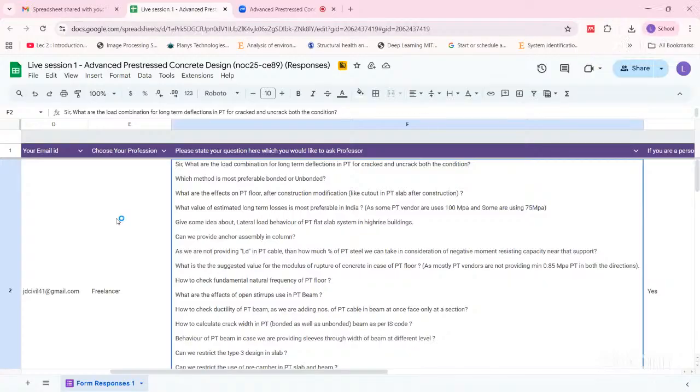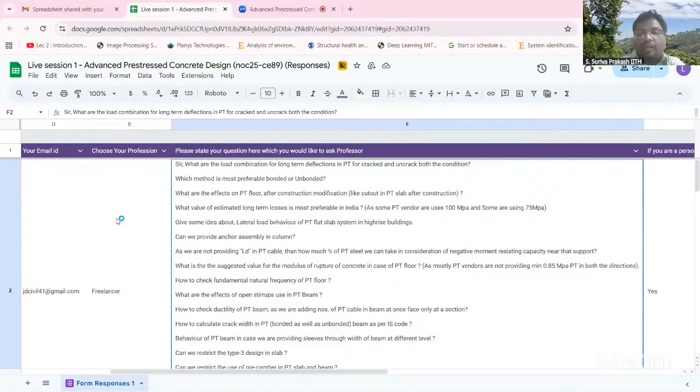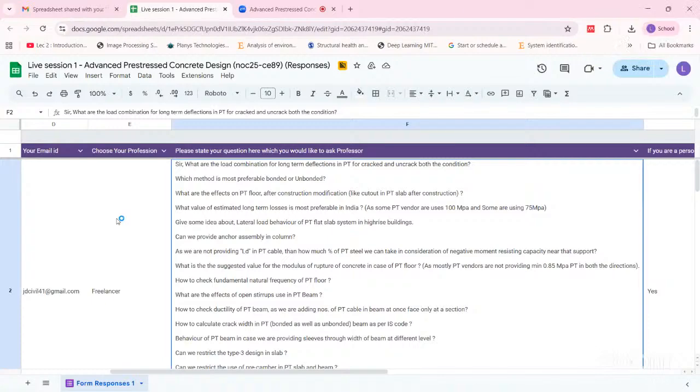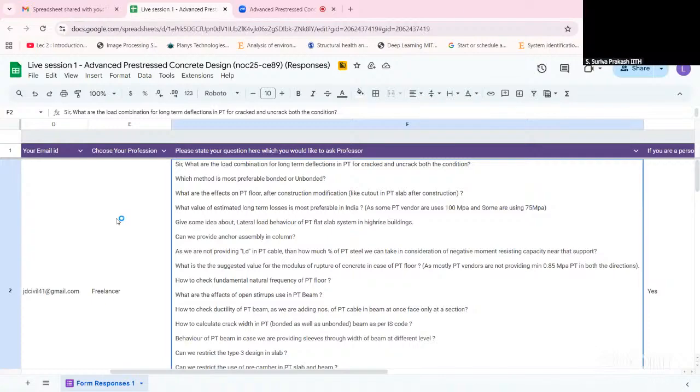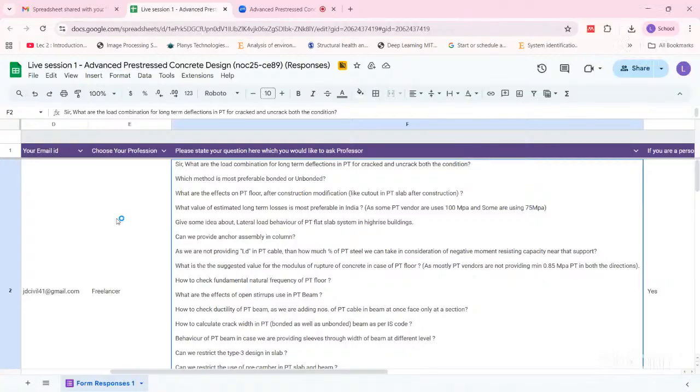On the modulus of rupture point in PT, the majority of PT vendors take a different modulus of rupture than the RCC consultant. That is completely wrong, because modulus of rupture is a material property. It is purely a function of your concrete strength. The only thing is you are adding that additional compression due to pre-stress, so due to load it takes more stress before it cracks. It does not increase the modulus of rupture. PT does not increase the modulus of rupture. We cannot use other than 0.7 root fck in design.